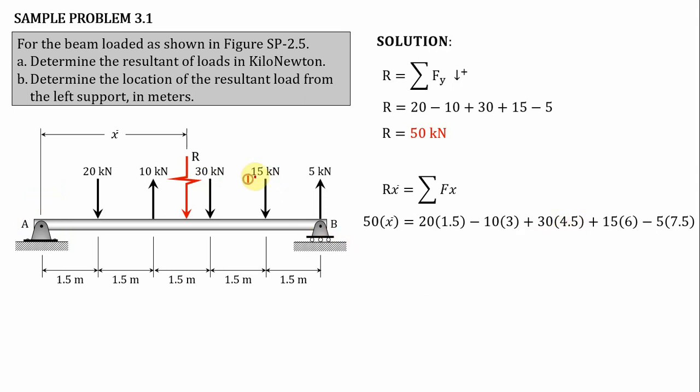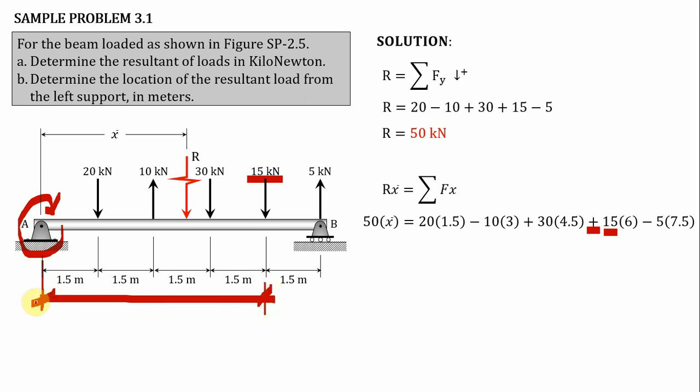And then yung 15 kilonewton, class, will produce a clockwise moment. So therefore positive yan. And then force times distance. What is the force? That is 15. What is the moment arm? Ito yung moment arm niya, class. What is that distance? 1.5 plus 1.5 plus 1.5 plus 1.5, that is equivalent to 6 meter. So that's why plus 15 times 6 meter yan, class.